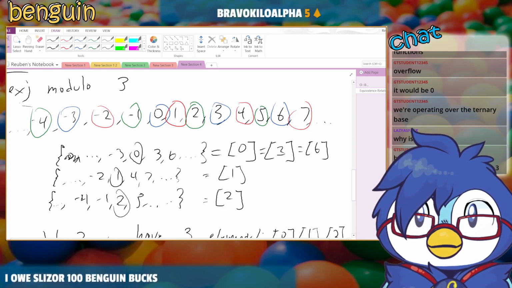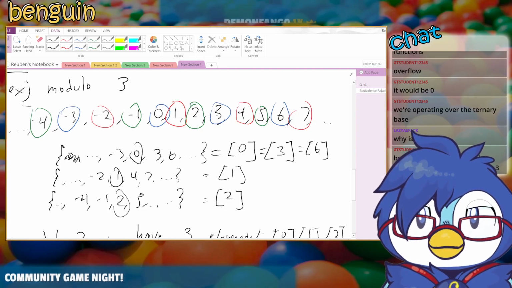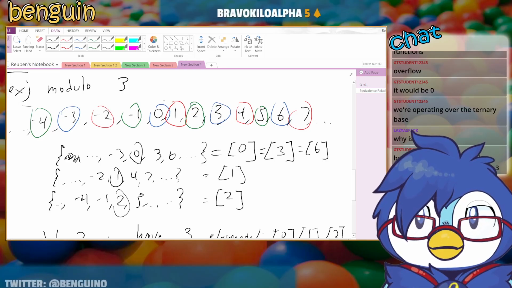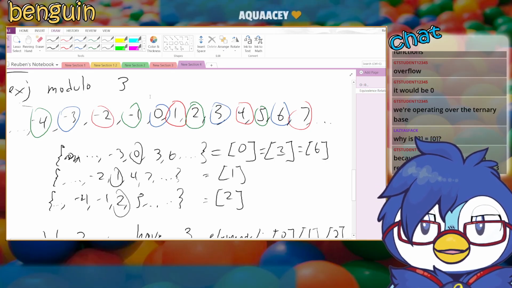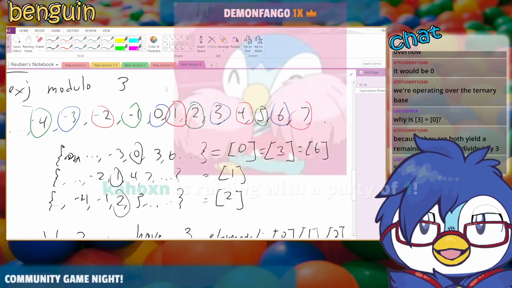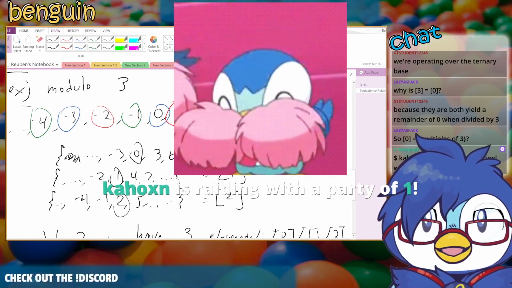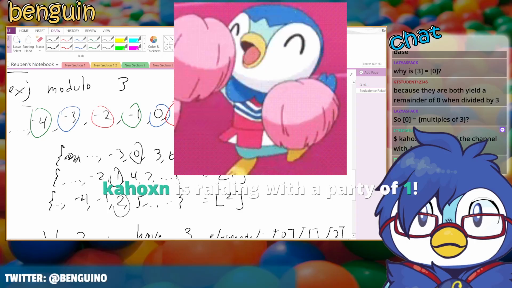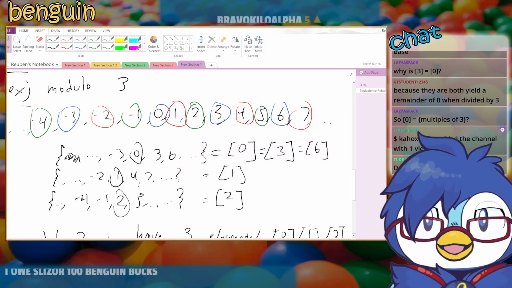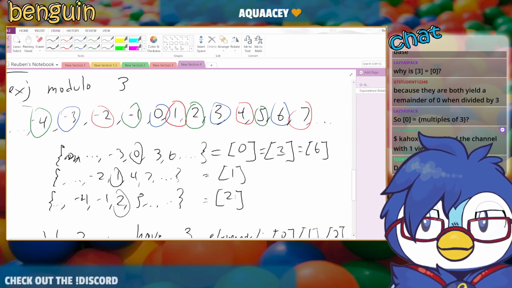So if we divide 0 by 3, the remainder is 0. If we divide 3 by 3, the remainder is 0. If we divide 6 by 3, the remainder is 0. So all of these blue circles are equivalent in a sense. They all yield a remainder of 0 when divided by 3. Exactly. So the equivalence class of 0 is basically all the multiples of 3. The equivalence class of 1 is all the multiples of 3 plus 1 more. And lastly, the equivalence class of 2 is all the multiples of 3 plus 2 more.